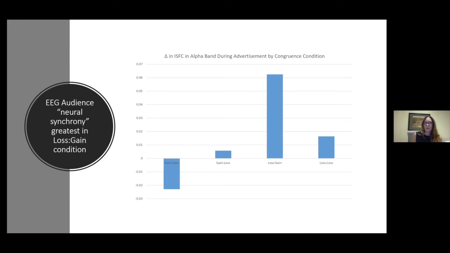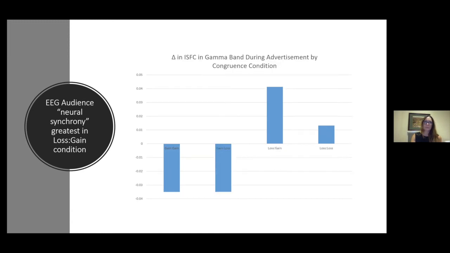The alpha band signal here from electroencephalography, or EEG, is widely accepted to be an indicator of alertness or a motivated attentional state. And here we found the greatest shared alpha response occurred when the gain-framed ad followed loss-framed show content. Using ISFC within a different channel of EEG, we found the greatest shared response in gamma wave activity occurred when gain-framed ads followed loss-framed content as well.